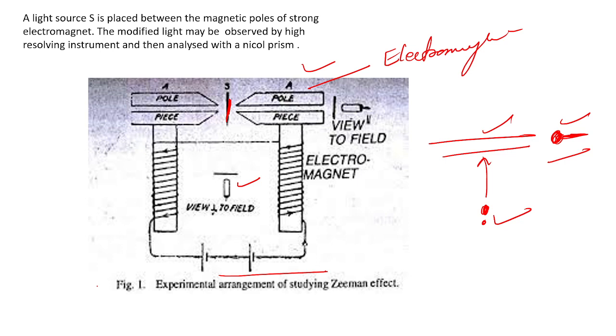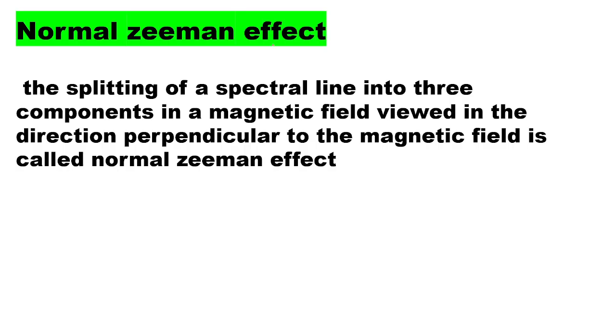So we know that the Zeeman effect has two types: the first one is the normal Zeeman effect and the other is the anomalous Zeeman effect. The difference is that in the normal Zeeman effect there is splitting of one spectral line into three spectral lines, only this is the difference. In the anomalous Zeeman effect, you will see the splitting of one spectral line into four or more spectral lines, when we are observing from the direction perpendicular to the magnetic field, okay.